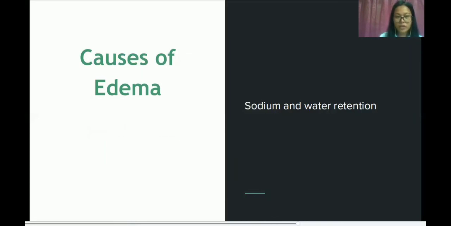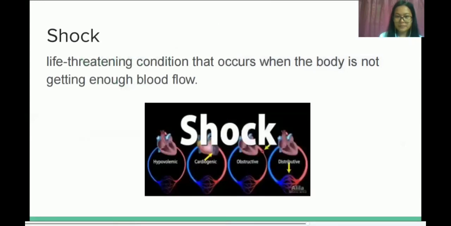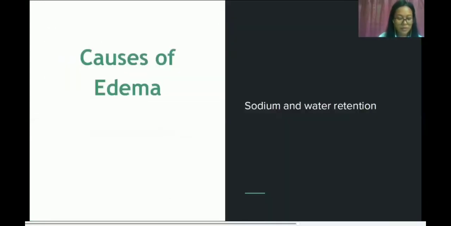For the fourth cause of edema, we have sodium and water retention. Sodium and water retention is the result of the failure of the body to excrete sodium in the urine, which causes water retention, leading to generalized edema. It usually happens to people with congestive heart failure, nephrosis and nephritis, and acute renal failure.